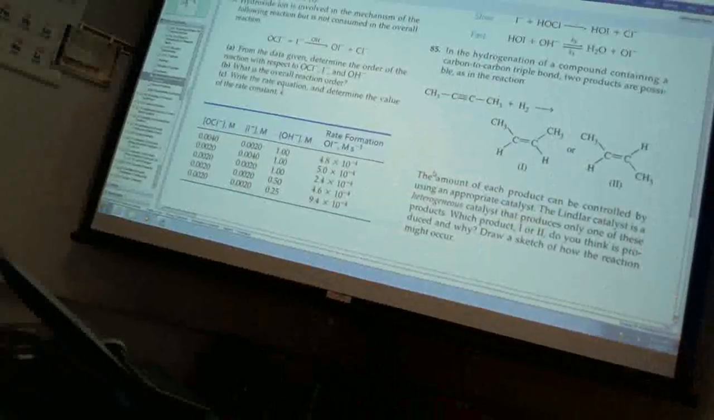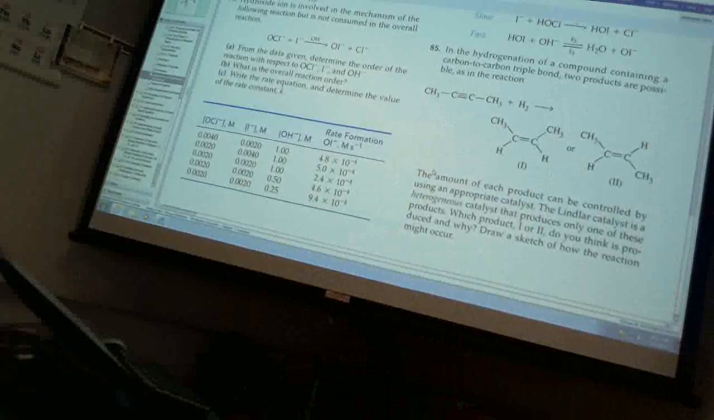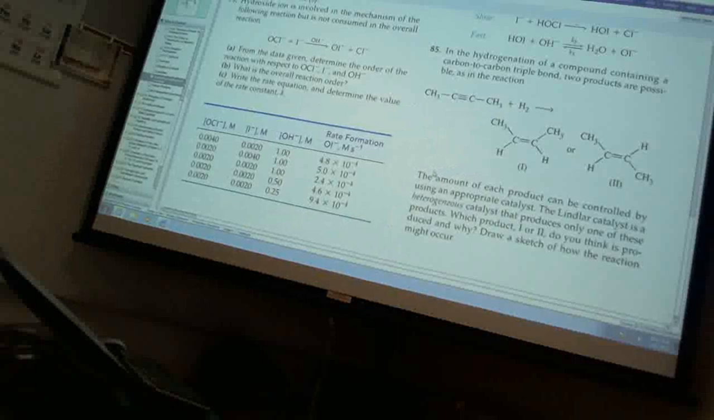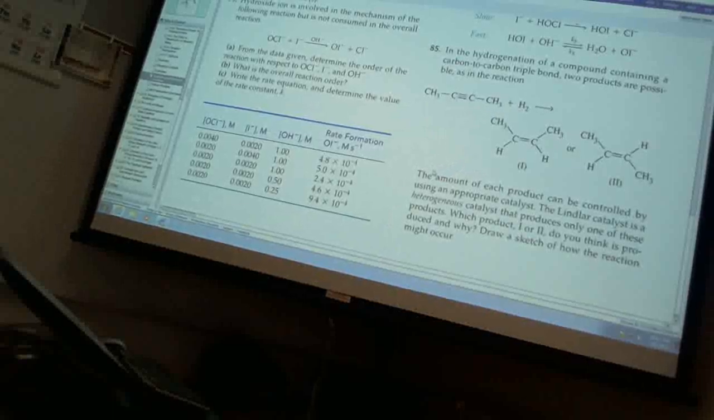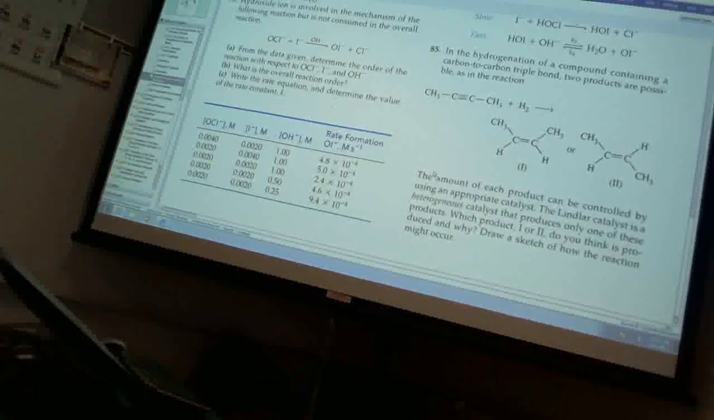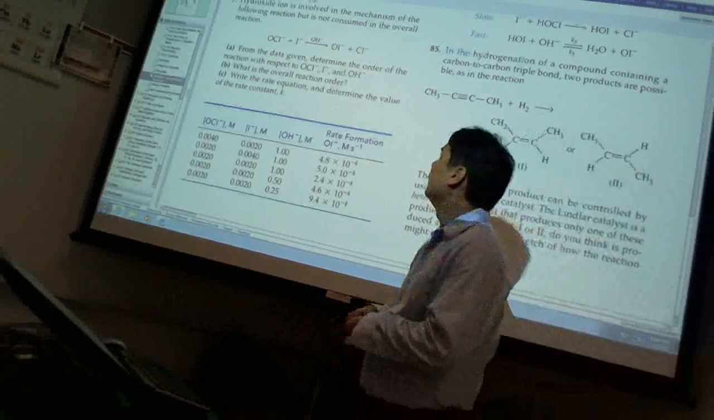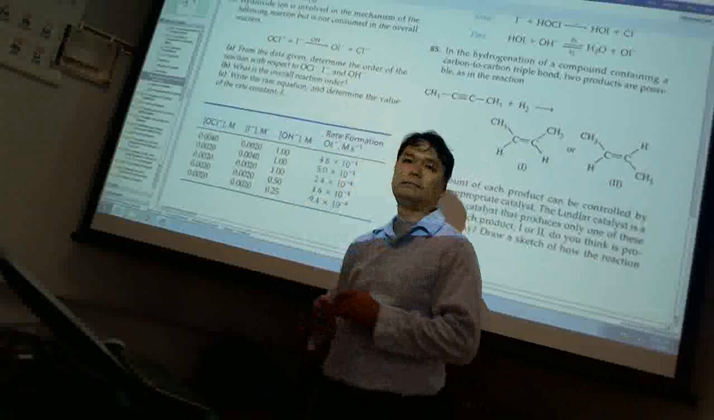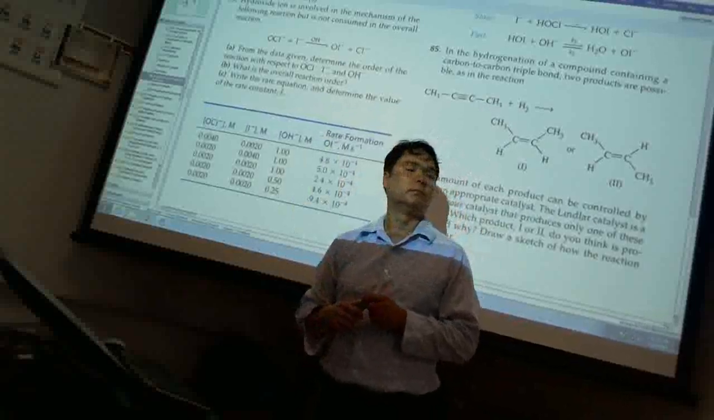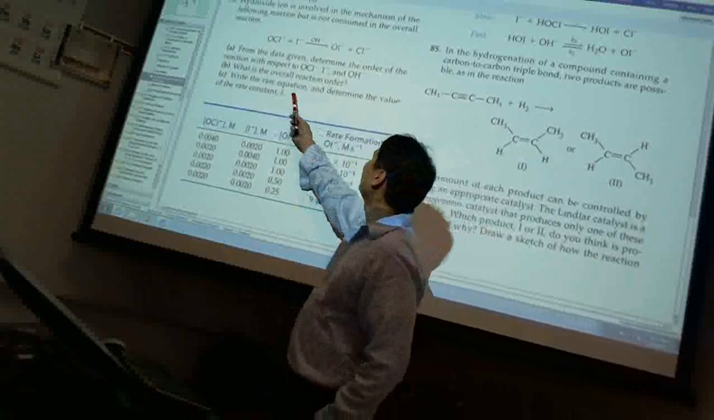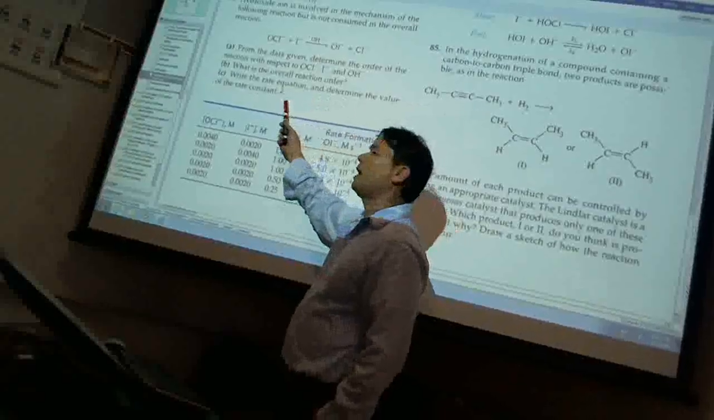So 79. We have the rate is equal to k, and this is going to be first order, first order, and -1 order. Okay, what is the overall reaction order? 1. This is first order overall. Write the rate equation and determine the value of the rate constant k.